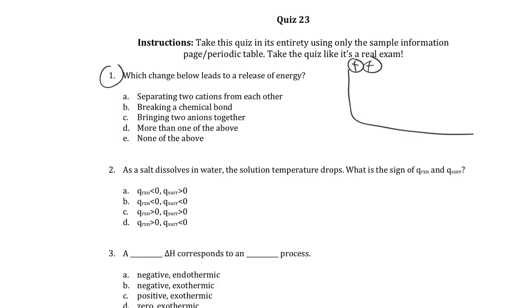So if those particles were introduced together, we can release energy by simply separating the particles. So separating two cations would be a way to release energy from a system. Now, you could think of it as a lot of energy would have had to have been absorbed by those two cations to introduce them together in the first place. So we're just releasing that energy that had to be put into that system to bring them together in the first place. Breaking a chemical bond requires the absorption of energy.